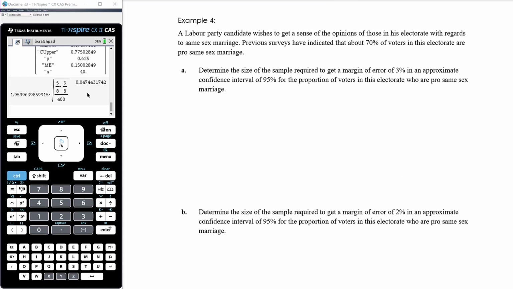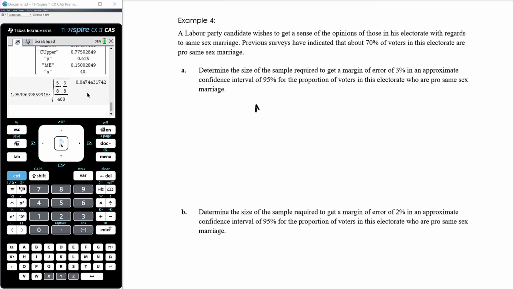Alright, example 4. A Labor Party candidate wishes to get a sense of the opinions of those in his electorate with regard to same-sex marriage. Previous surveys have indicated that about 70% of voters in this electorate are pro same-sex marriage. This is obviously an electorate where same-sex marriage is not currently legal. Determine the size of the sample required to get a margin of error of 3% in an approximate confidence interval of 0.95 for the proportion of voters in this electorate who are pro same-sex marriage.